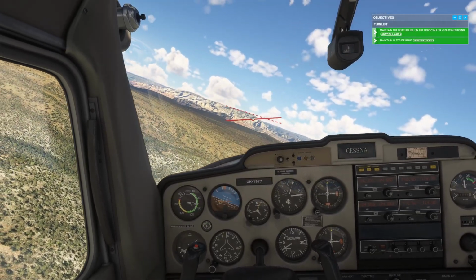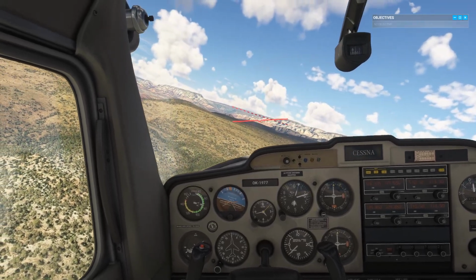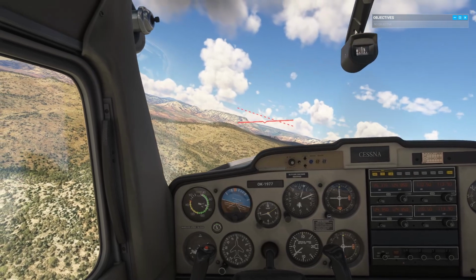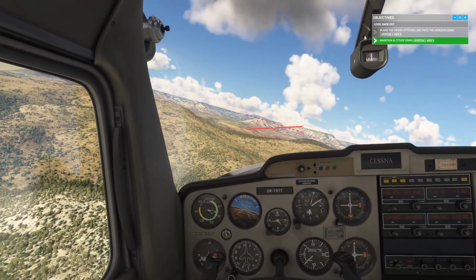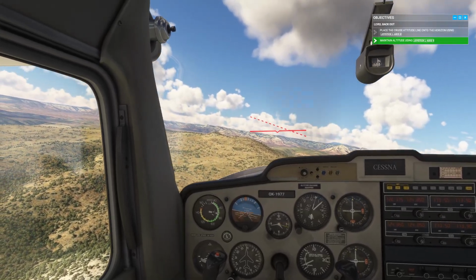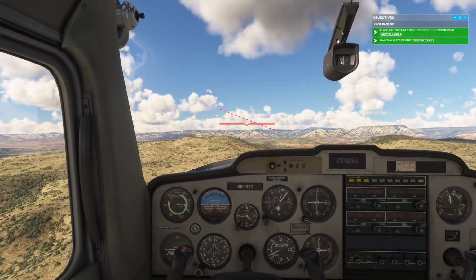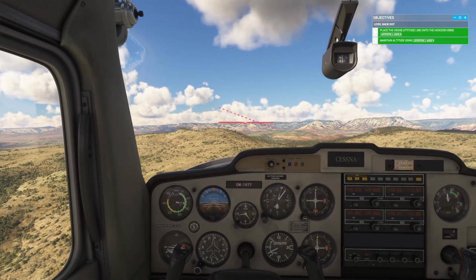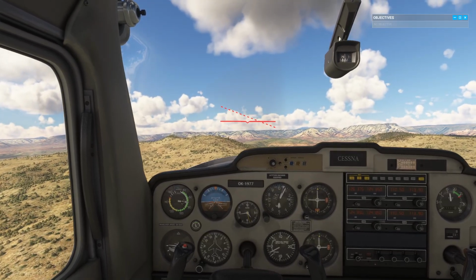Keep working on it, you'll get better. Watch your altitude. It wasn't constant during the turn. Now let's see you level back out. That's good. Remember to maintain altitude while leveling off.